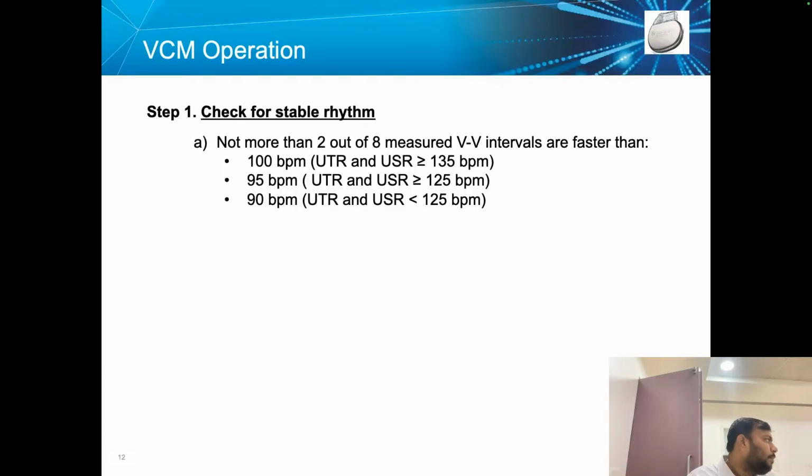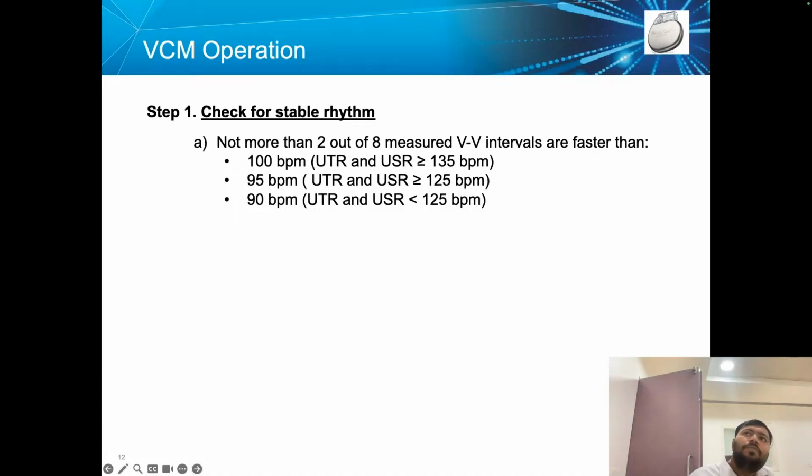First is stable rhythm, it has to check. Not more than 2 out of 8 VV intervals are faster than 100, 95, 90. What does that mean? If any 2 of the beats violate these 3 things, the rhythm is unstable.